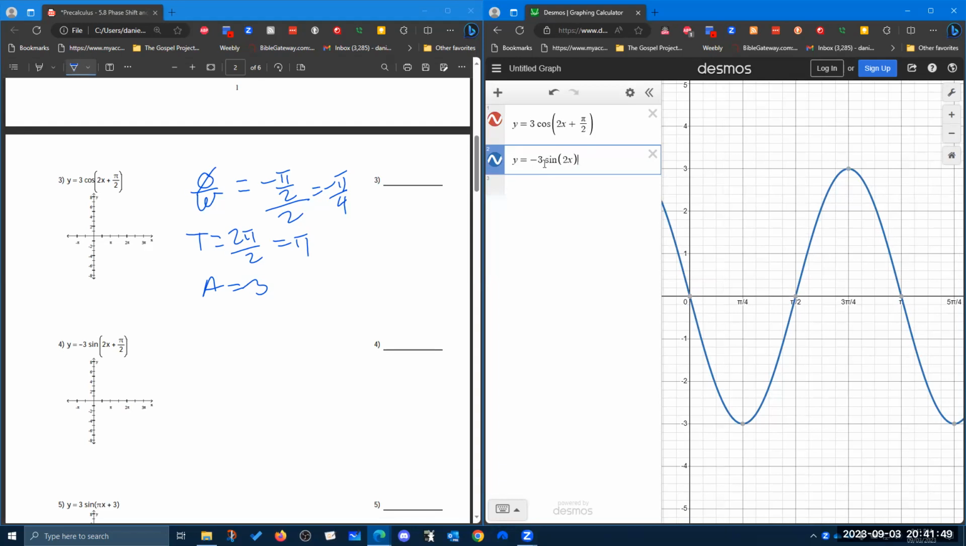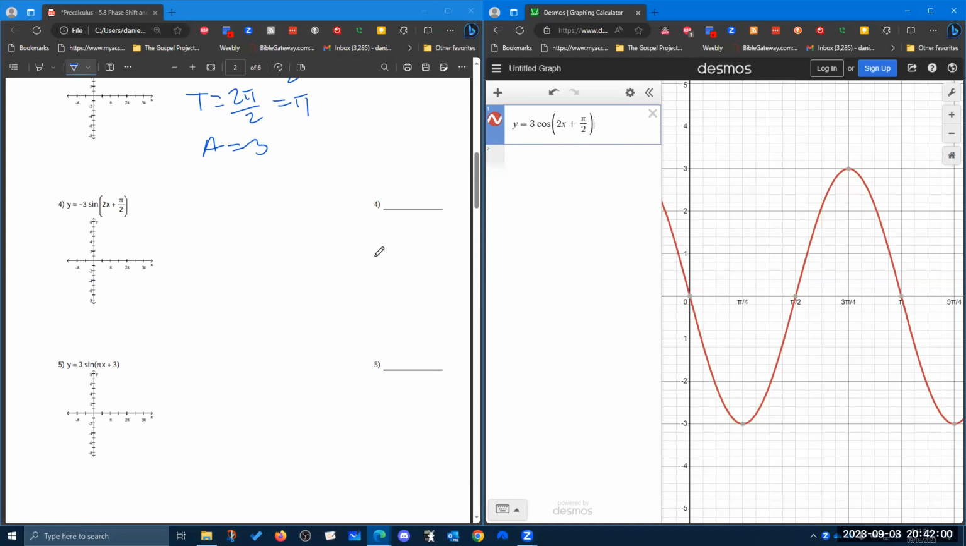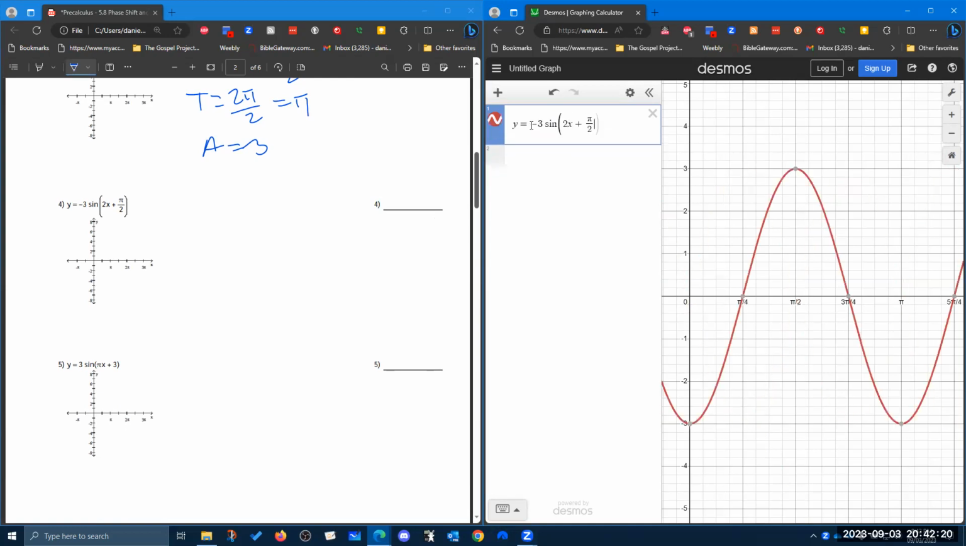So let's look at this one though. There it is. And now let's look at this next one. Again, this is going to look like it's a sine function, but it's really a cosine function in disguise. Same kind of thing. So let me graph the original function here, 3 sine of 2x plus pi over 2.